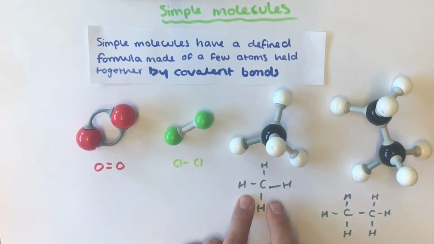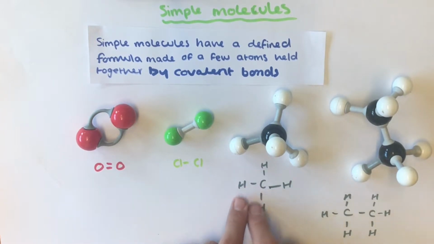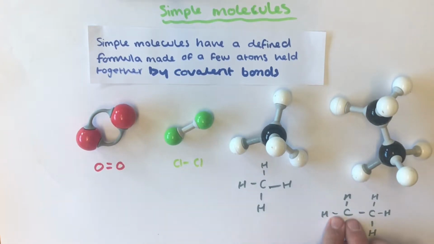Here in methane, again, we've got a defined number of atoms. We have 4 hydrogen atoms bonded to a carbon in an individual molecule of methane. Here we have ethane, again the exact same thing. We have 2 carbon atoms, this time we have 6 hydrogen atoms, all held together by single covalent bonds in a defined structure with a defined formula.